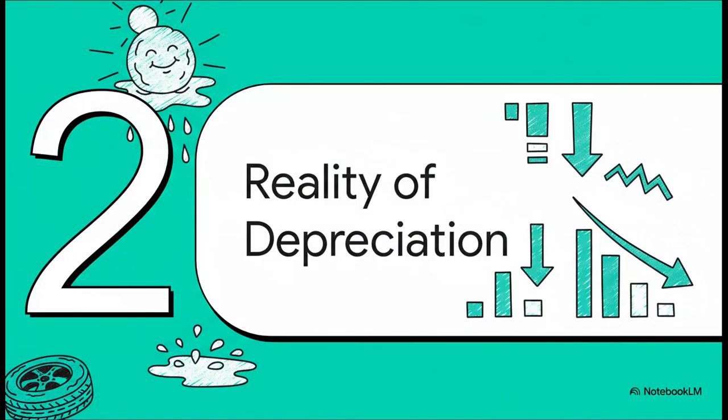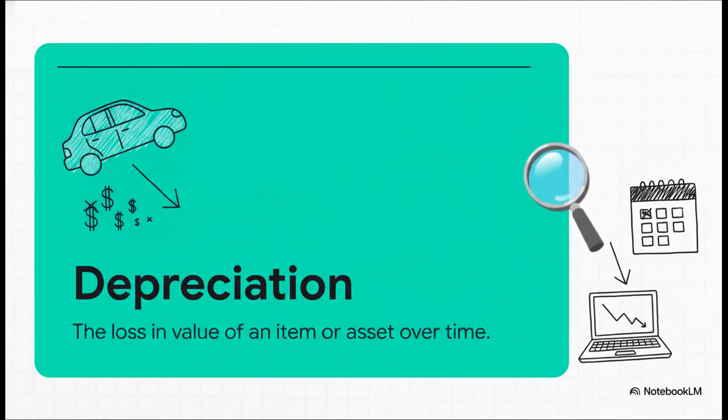But of course, it's not always about growth, right? There's this other force that's always pushing in the opposite direction. It's the snowball melting in the sun. It's called depreciation. Simply put, depreciation is just the loss in an asset's value over time.